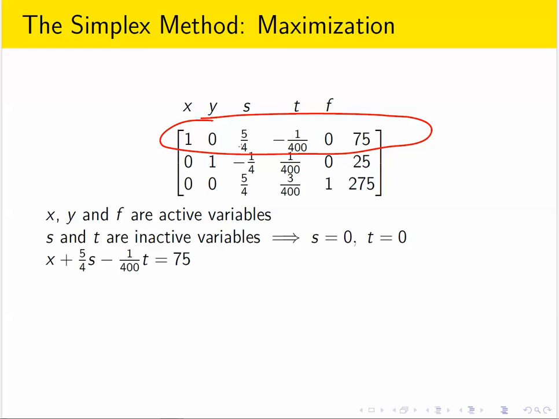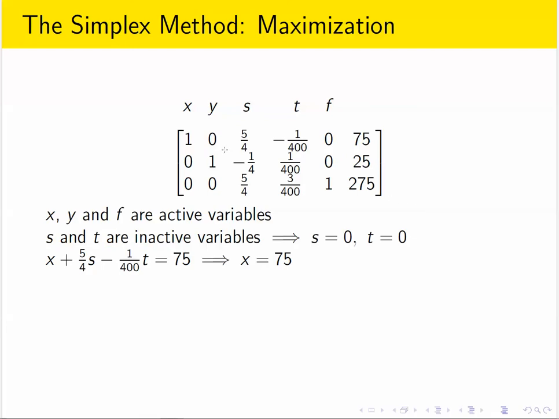We can use those values to plug into the equations we get from reading the rows of this matrix. The first row corresponds to the equation 1x plus 0y plus 5/4 s minus 1 over 400t plus 0f equals 75. Leaving out the variables that have coefficients of 0, we get this equation. Plugging in 0 for each of the inactive variables, we immediately see that x is 75.